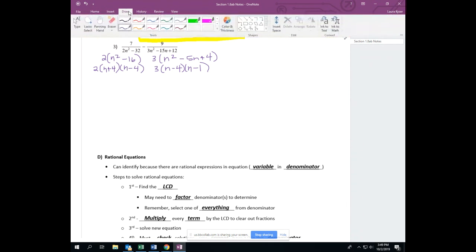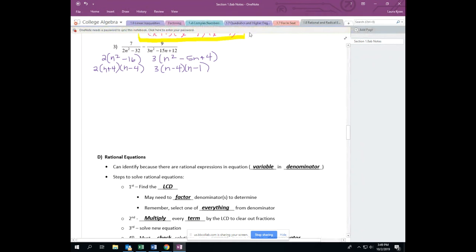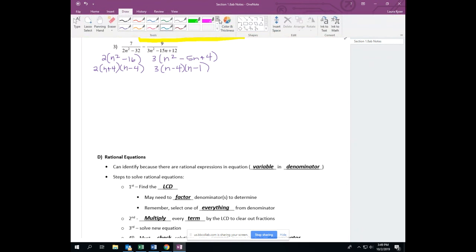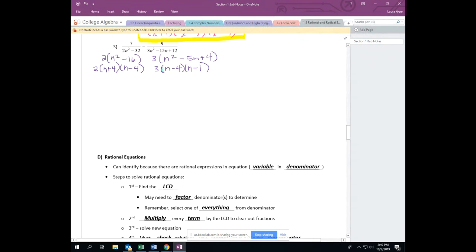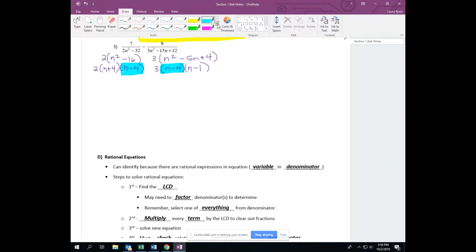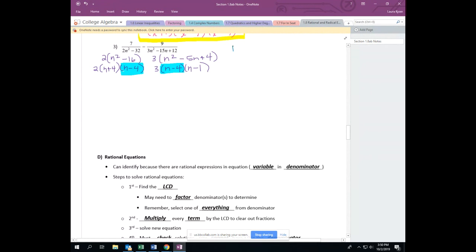Now when I'm finding my LCD, typically I begin with finding the common factor. So I'm going to get my little highlighter out again, and I'm going to go through and find my common factor between the two. Is there anything in common from one side to the other? Well, I see a common factor in n minus 4. One right here, and I see one right here as well. So that means I take one of those common factors. So for my LCD, I begin with the n minus 4.